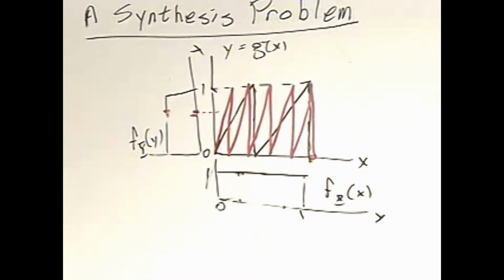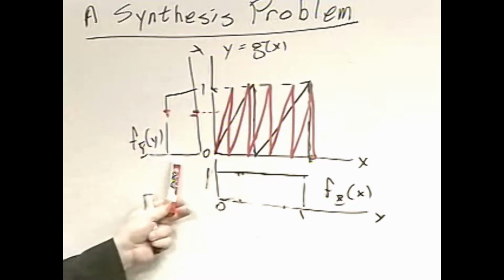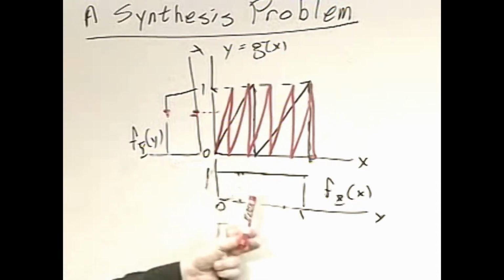So my point is, in the synthesis problem, if you would like to synthesize a probability density function from another probability density function, chances are there's a very large, infinite number of different mappings that you can perform in order to obtain the correct result.